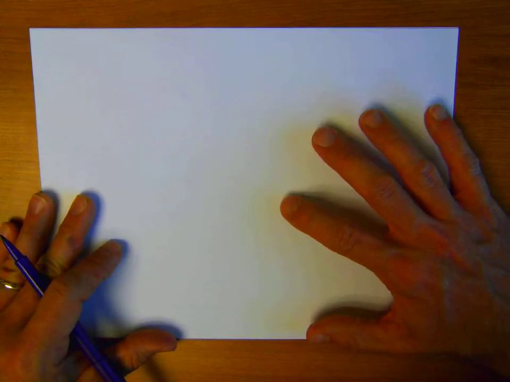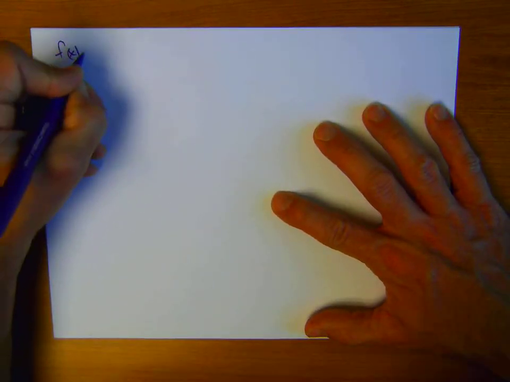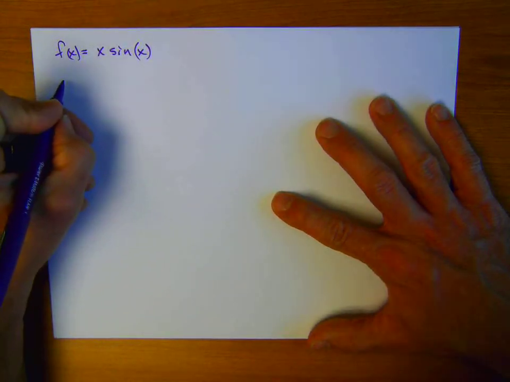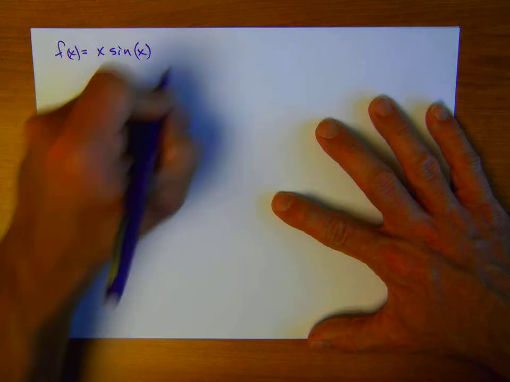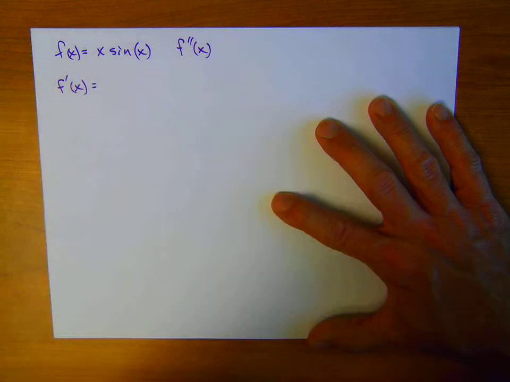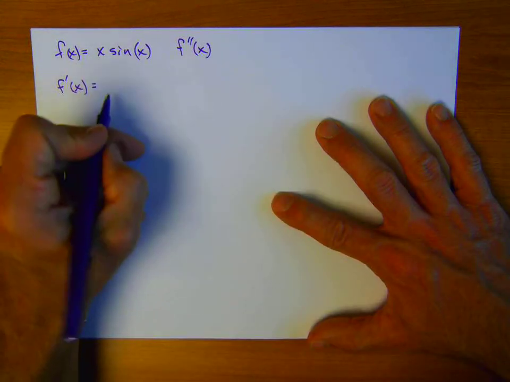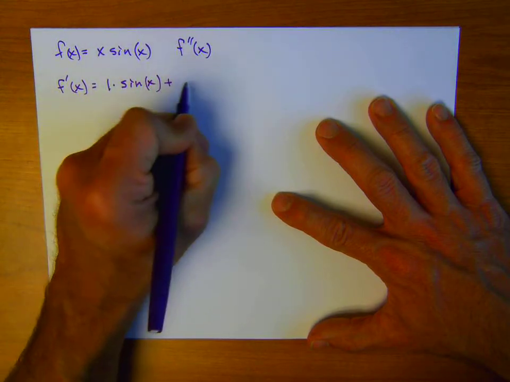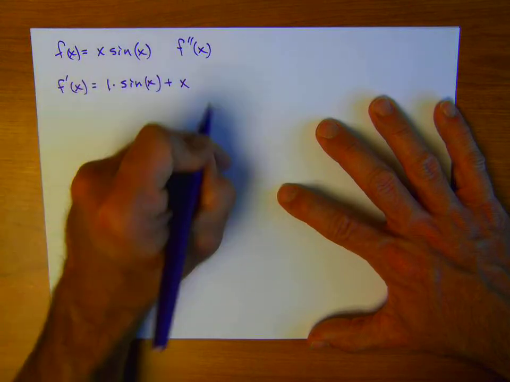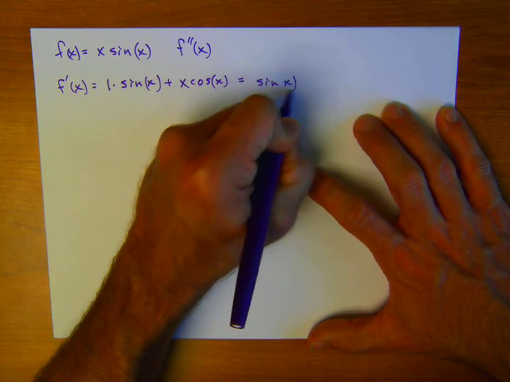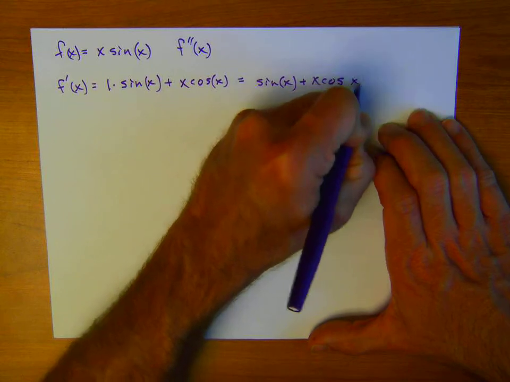All right, let's look at an example using the product rule. So if my function is x sine x, let's find the second derivative. All right, so let's find f double prime. But of course, to do that, we first have to find the first derivative. So again, we use the product rule. So we can take the derivative of the first, which is 1, times the second, which is sine x, plus the first times the derivative of the second. The derivative of sine is cosine. All right, so this simplifies to sine x plus x cosine x.